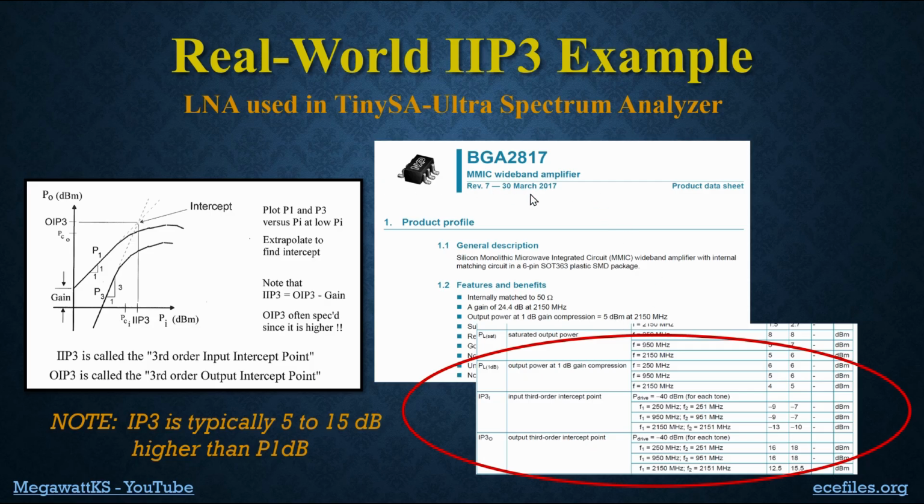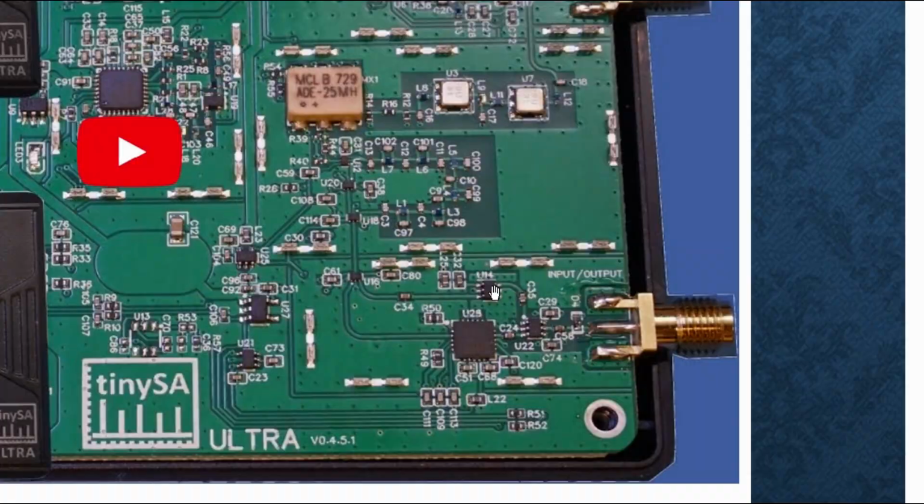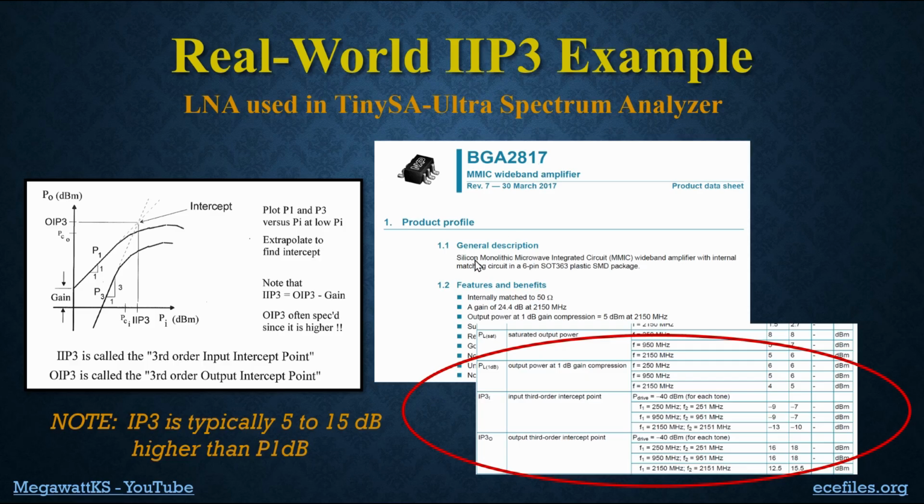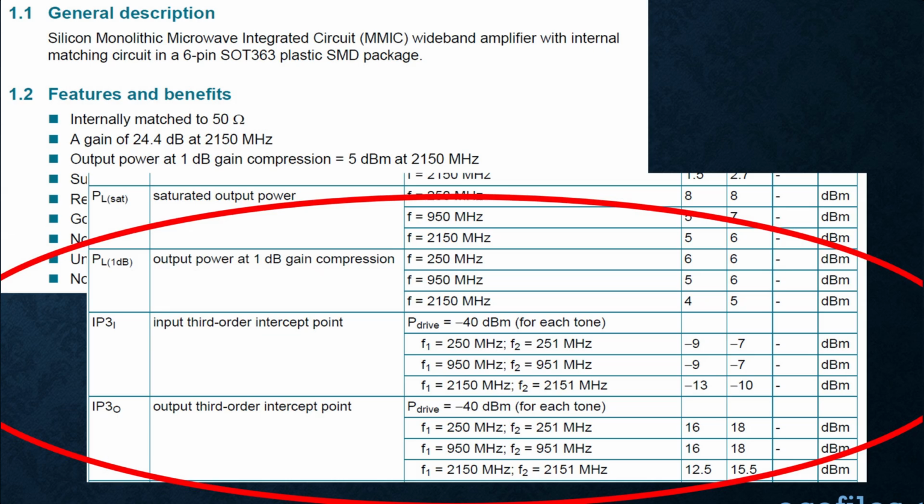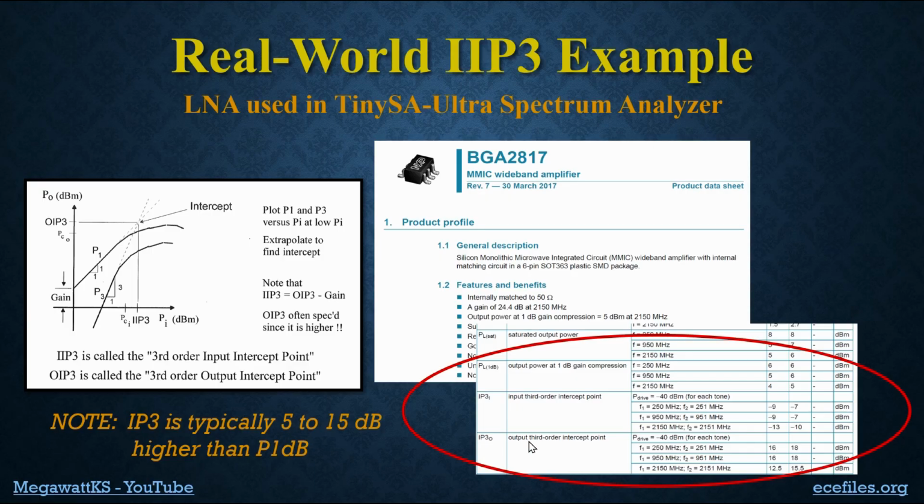This is the data sheet from the low noise amp used in the Tiny SA Ultra. And I showed you these numbers before. This is in the tabular data, and sure enough, there's the IP3 at the output and the IP3 at the input. Sometimes this would be called IIP3. We can take either one. Let's take this output third order intercept point.